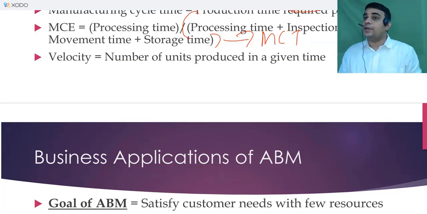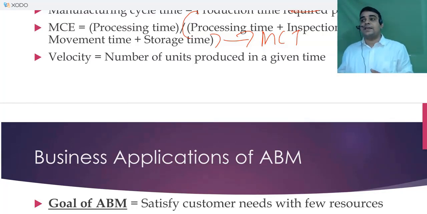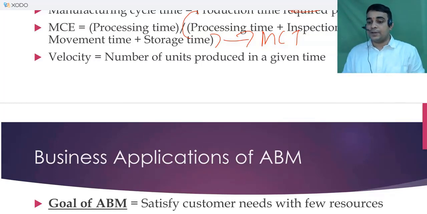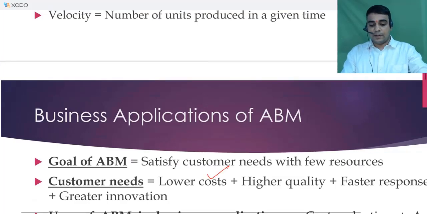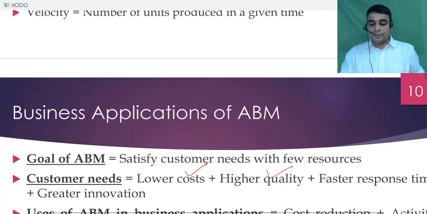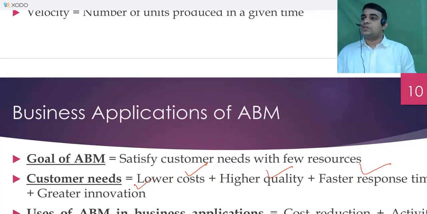Along with that, maybe you will have to innovate in your product. You will have to come out with new features. You will have to provide free delivery. You will have to provide after sales support. There should be a good relationship with the customer. So all that is critical. Lower cost, higher quality, faster response time, greater innovation. So the customer is expecting almost everything possible from a business, and there are businesses which are trying to meet this.